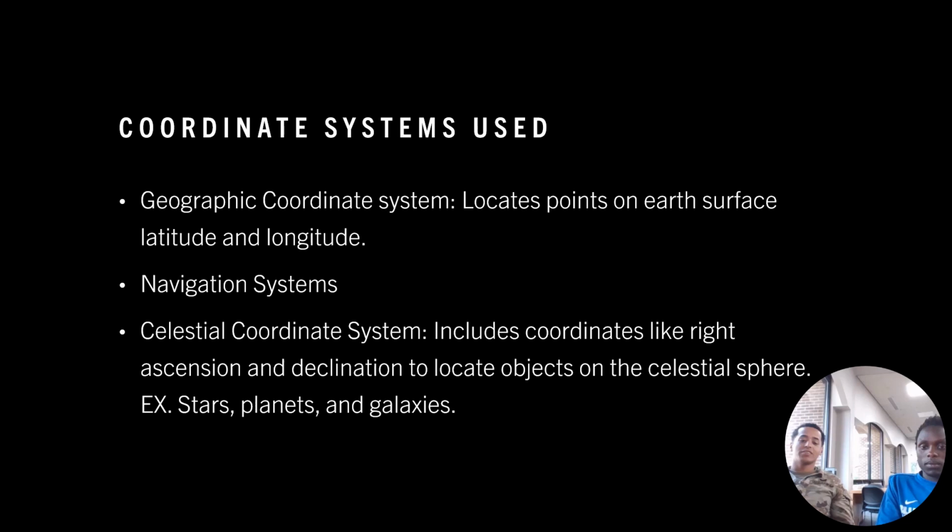And then we have a celestial coordinate system. It includes coordinates like right ascension and declination to locate objects on spheres. Examples of that are going to be stars, planets, and galaxies. Like I said, we wouldn't even know how to get to space if we didn't have this.